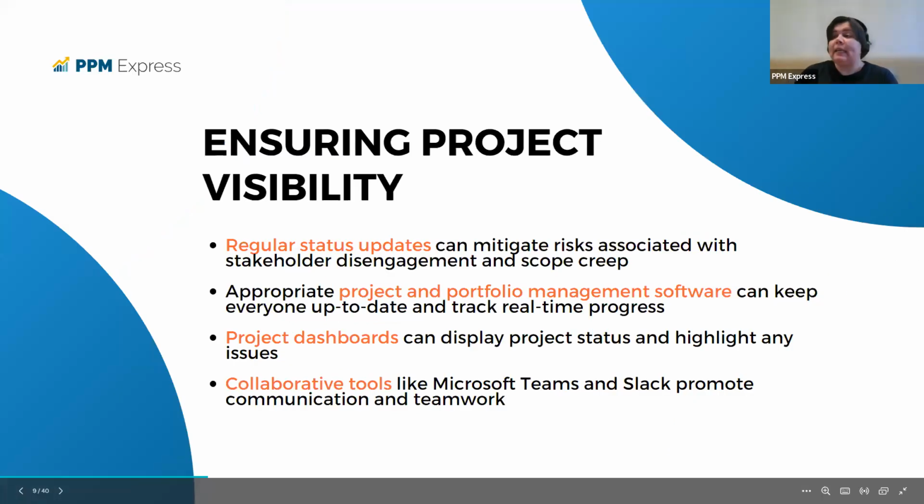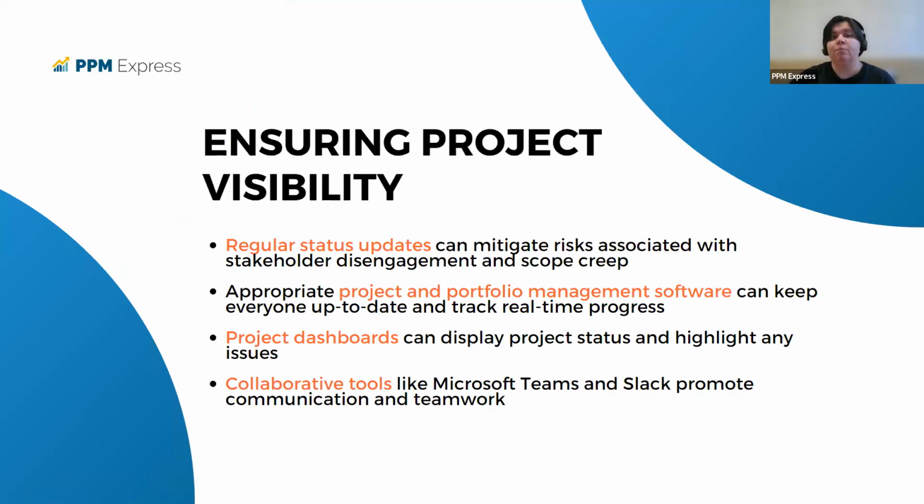So, to mitigate the risks we just mentioned, project managers may need to rely on other methods of identifying and managing these risks. For example, regular project status updates can mitigate risks that are associated with stakeholders' disengagement and scope creep. Using project and portfolio management software like Microsoft Project Desktop and PPM Express together can keep everyone up to date and on track and show real-time progress.